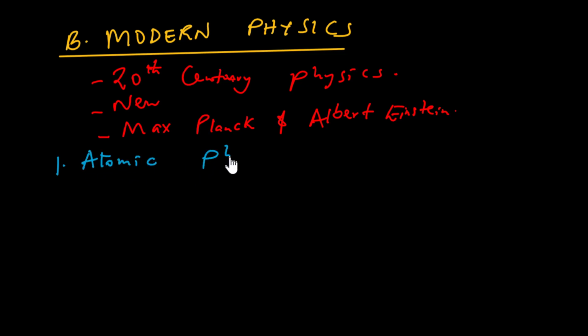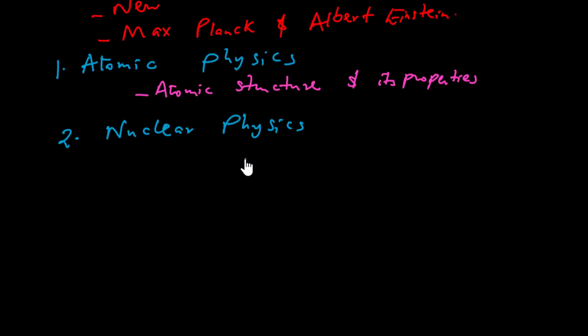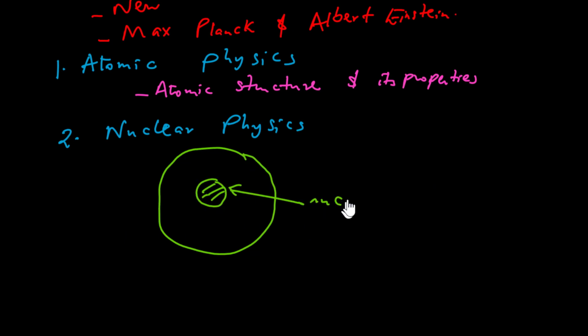1. Atomic physics. Atomic physics is the study of the structure and properties of atoms. Second branch, nuclear physics. As the name suggests, this physics centers its interest on the nucleus of the atom. So it is a branch of physics that deals with the study of properties and behavior of nuclei and the subatomic nuclear particles.